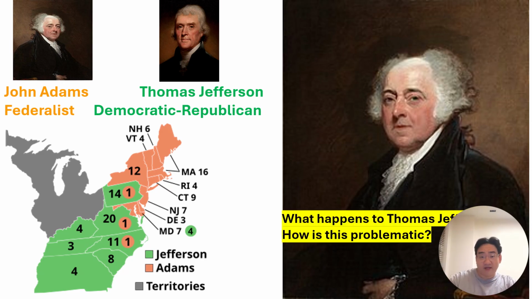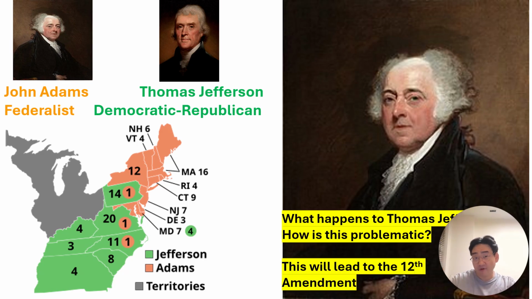Why is this problematic? Because what they didn't foresee when they wrote the Constitution is that there would be two members who have to work together who are from completely different parties. If you remember, though, the two of them were friends. They did write the Declaration of Independence together, but that friendship is not going to last.